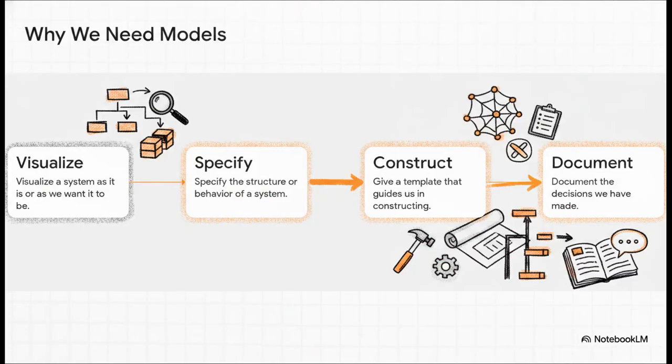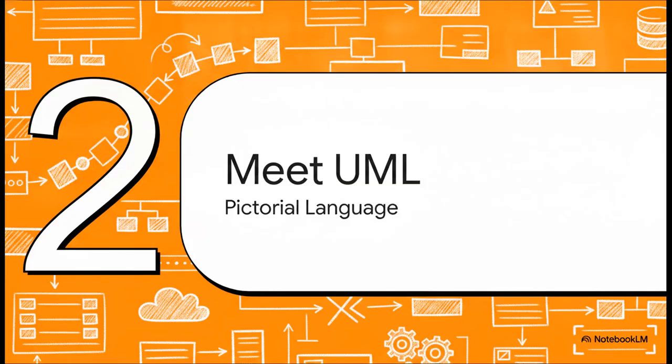So, in our world in software, we really need models for 4 crucial reasons. 1, to visualize the system exactly as it is or as we want it to be. 2, to specify the structure and behavior in super fine detail. 3, to give us a safe template that literally guides us when we're actually constructing the thing. And 4, documentation. We absolutely have to document our decisions so the entire team is always on the exact same page. Moving on to part 2.